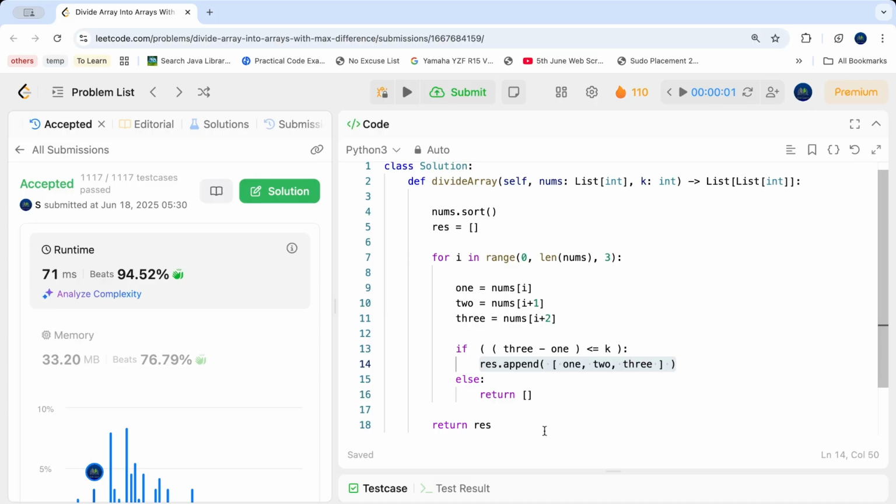So guys, I think that's it for this video. I hope this video explains the problem, the solution approach as well, and why we are doing sorting as well.